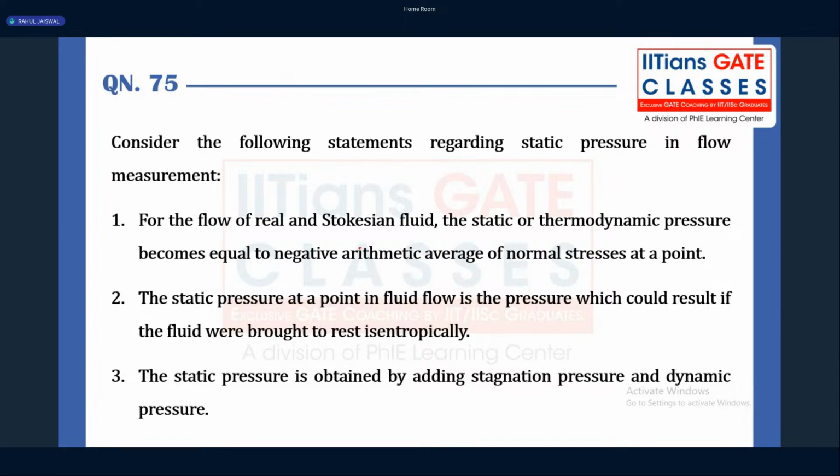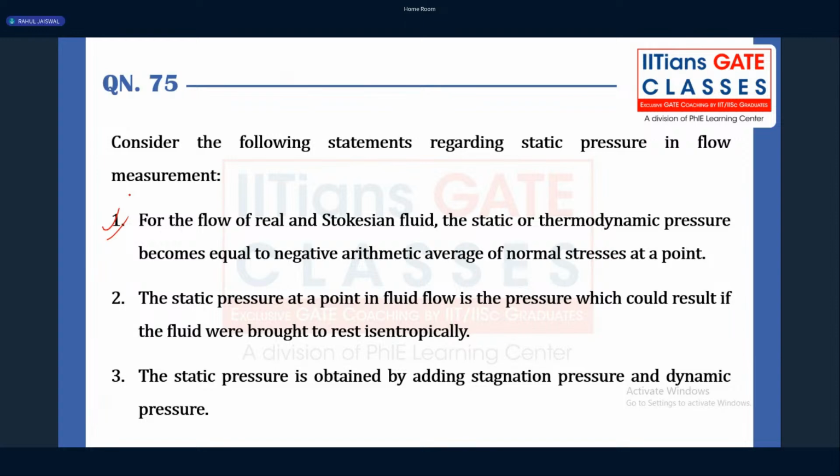Now coming to this particular question, consider question number 75. Consider the following statements regarding the static pressure in a flow measurement. For the flow of a real and Stokesian fluid, the static or thermodynamic pressure becomes equal to the negative arithmetic average of the normal stresses at a point. Yes, by the derivation of the Navier-Stokes equation, everybody must be very clear with this statement. There is no doubt.